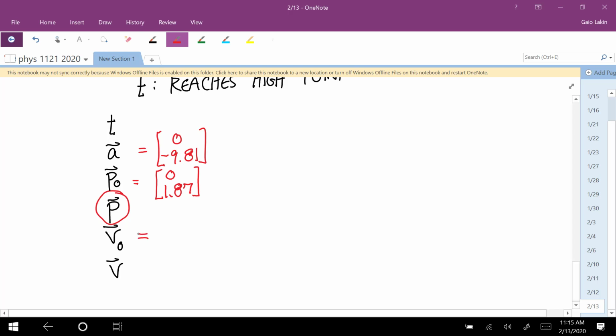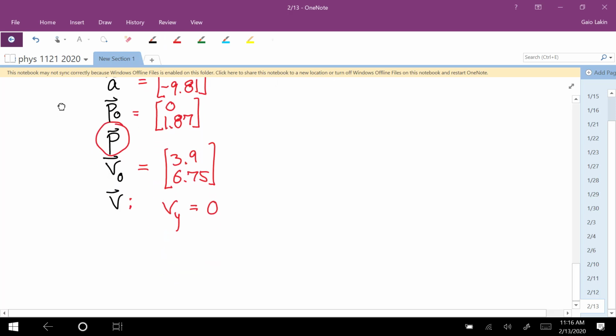The velocity at time t, we know that that's 3.9, 6.75. And we're going to keep assuming that we don't know anything about the x component of the velocity, even though it stays the same. But we are going to have to specify that Vy is equal to 0. That's how we're going to specify the highest point. Okay, so can we solve for either of these without finding the time? Yeah, it looks like we can use this equation.